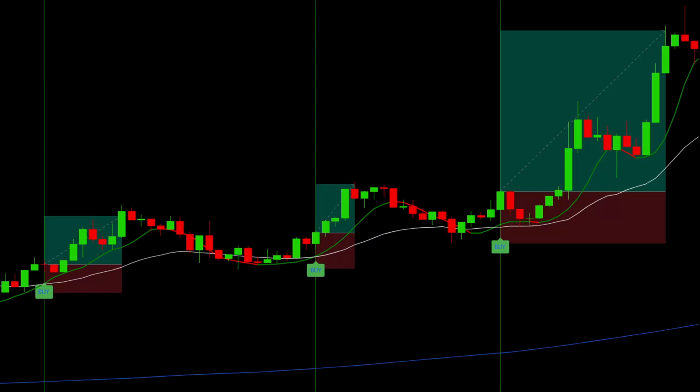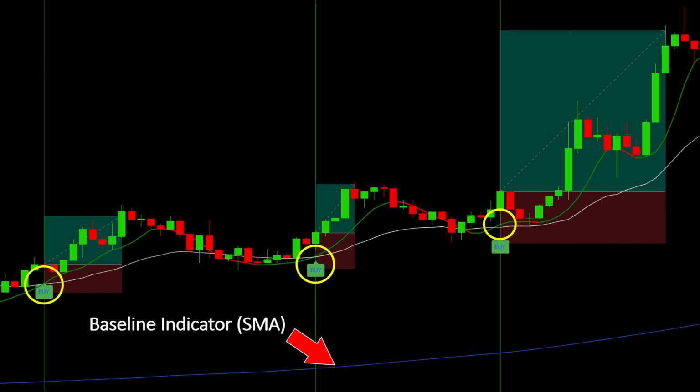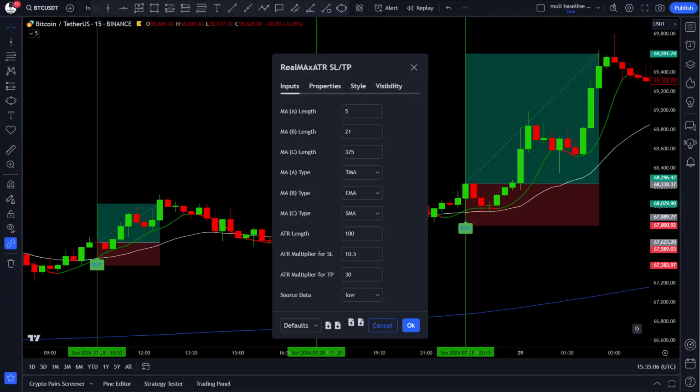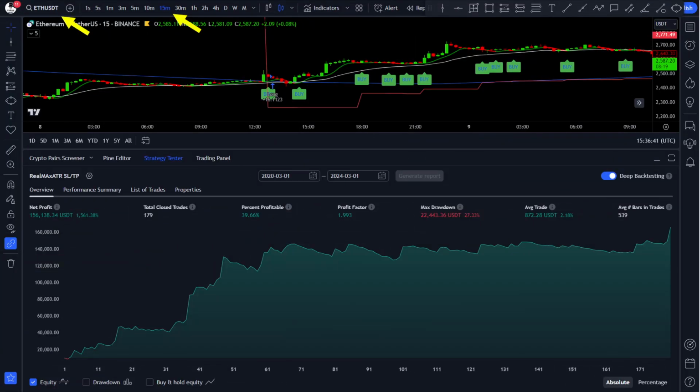This week I wanted to code a simple triple moving average strategy to see if straightforward scripts like these could be effective. The strategy I had in mind uses one baseline indicator and enters into a long position when a moving average crossover occurs. So I went to ChatGPT, started coding the strategy, and once I got the final version, I started optimizing it. This time I optimized for the ETH USDT 15-minute chart using realistic fees, and the results were quite amazing.